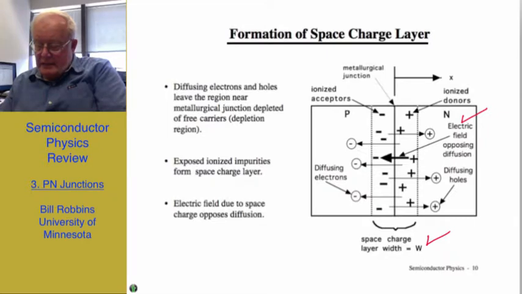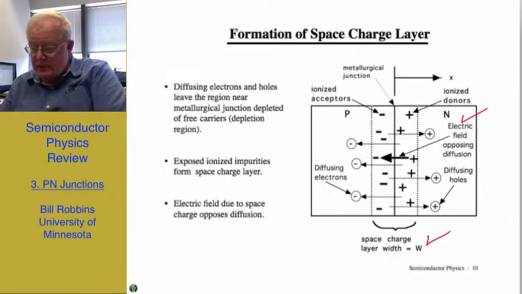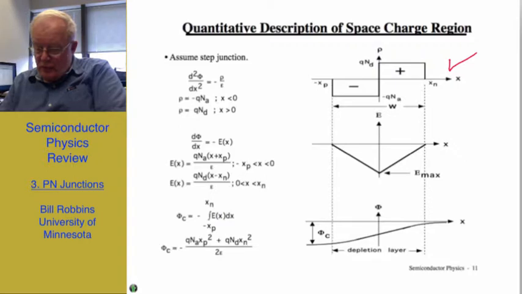We need to look at this space charge layer in a little bit more detail because we need to describe it in a more quantitative fashion. We can do that by means of the following picture. In this first graph, I am plotting the space charge density as a function of position in the immediate vicinity of the metallurgical junction. I am showing a uniform negative space charge on the P-type side and a spatially uniform positive space charge on the N-type side.